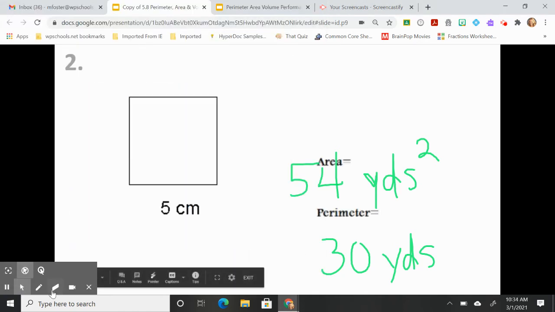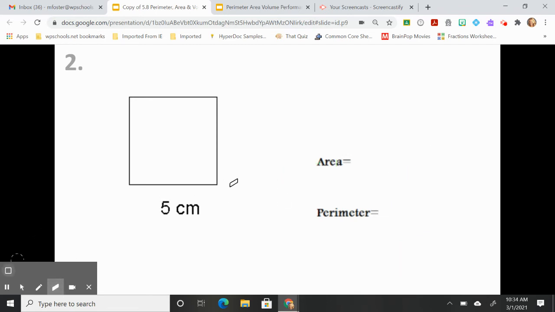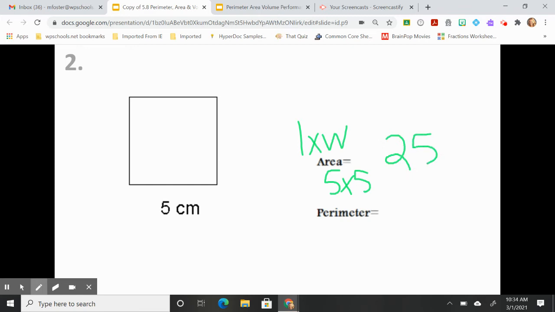All right, next. So we have a square here. How do I know it's a square? Because they only give me one side. So it is safe to say that if this side is 5 and there's no other information here, then all of these are going to be 5 centimeters. So my area is going to be length times width. So length times width, and that would just simply be 5 times 5, which is what? 25, and our units are centimeters.